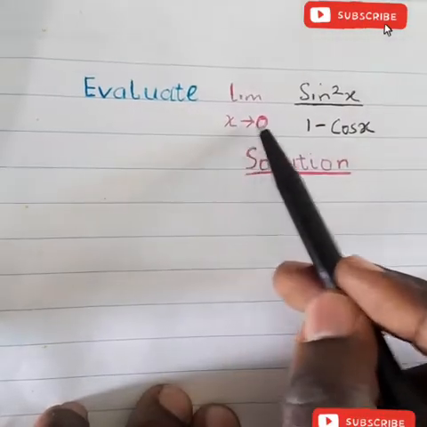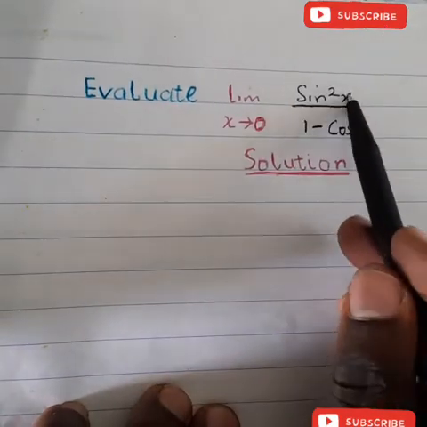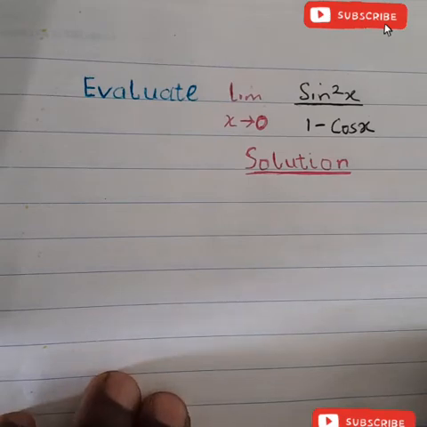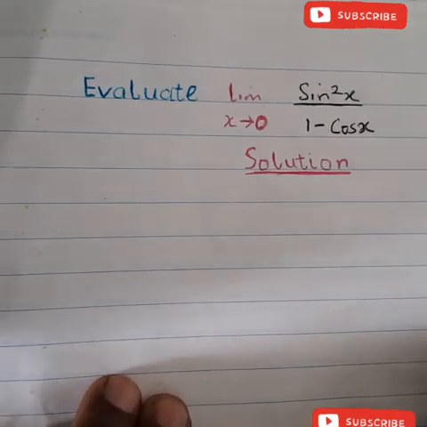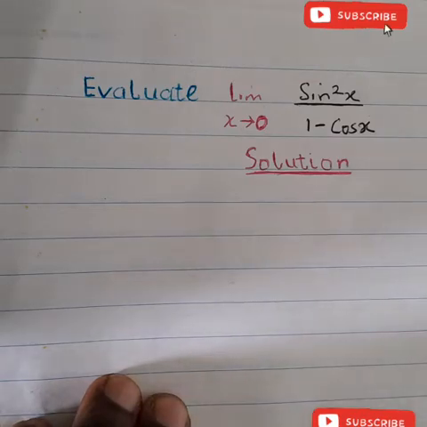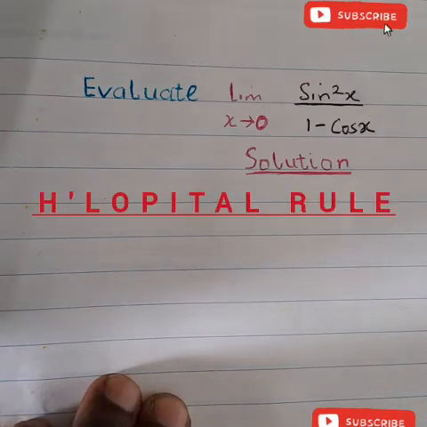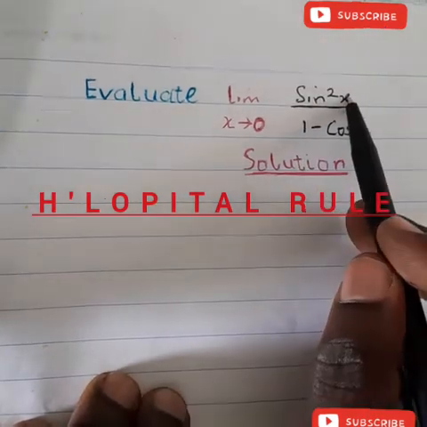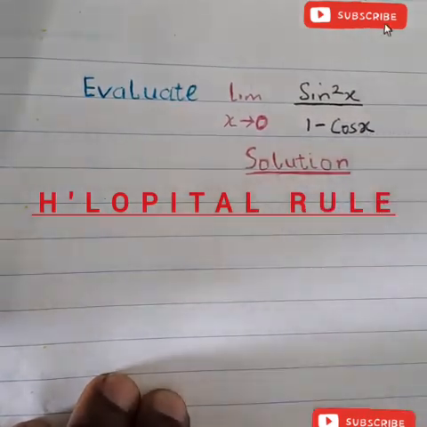Evaluate the limit as x tends to 0 of sin squared x divided by 1 minus cos x. Now, in this problem, I'm going to solve this problem using two methods. First of all, I'll start with the L'Hopital rule. The L'Hopital rule implies that you differentiate the numerator and the denominator separately.